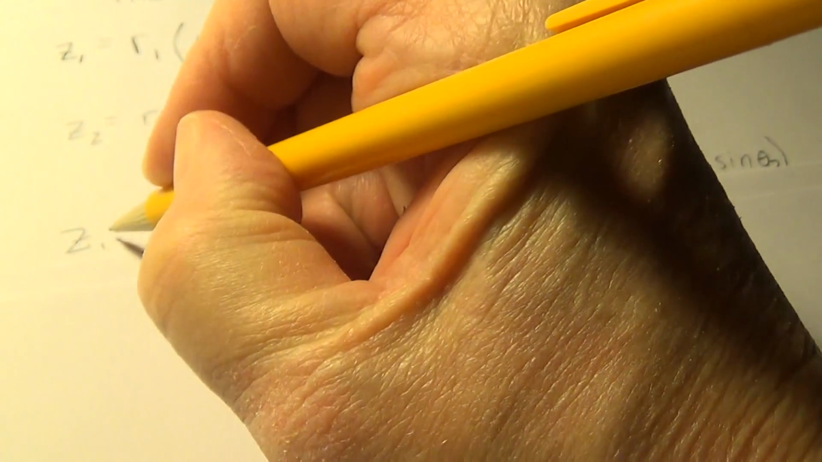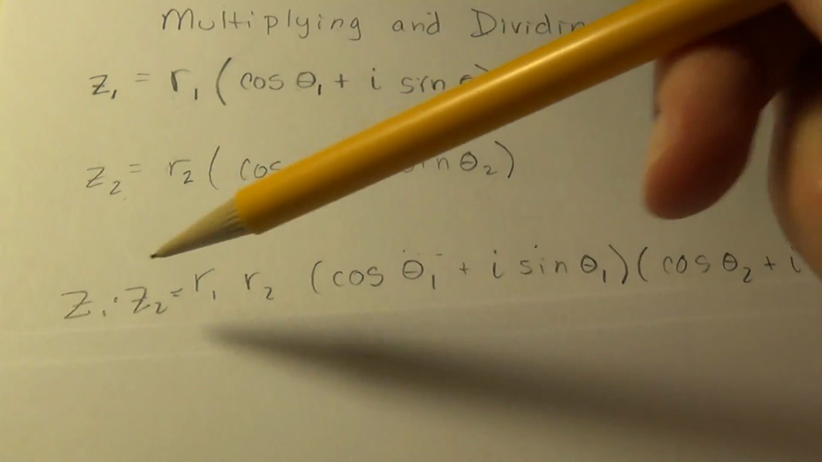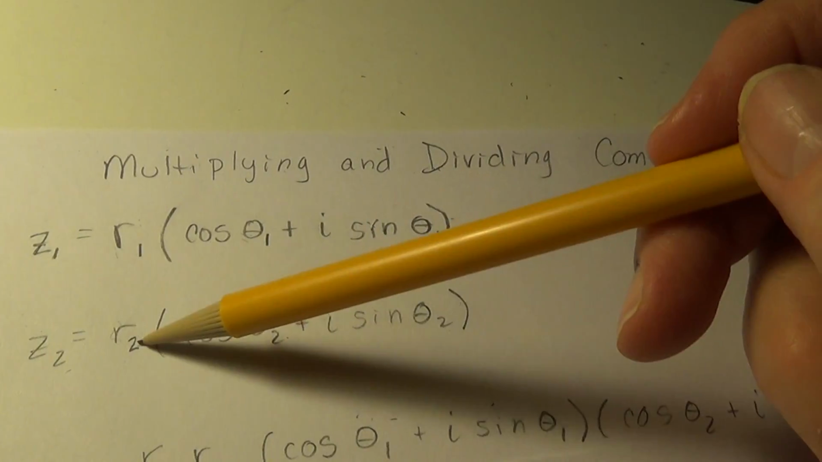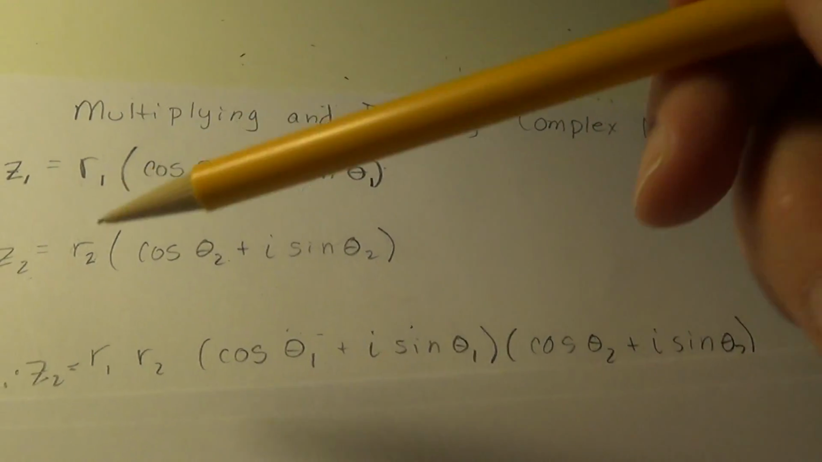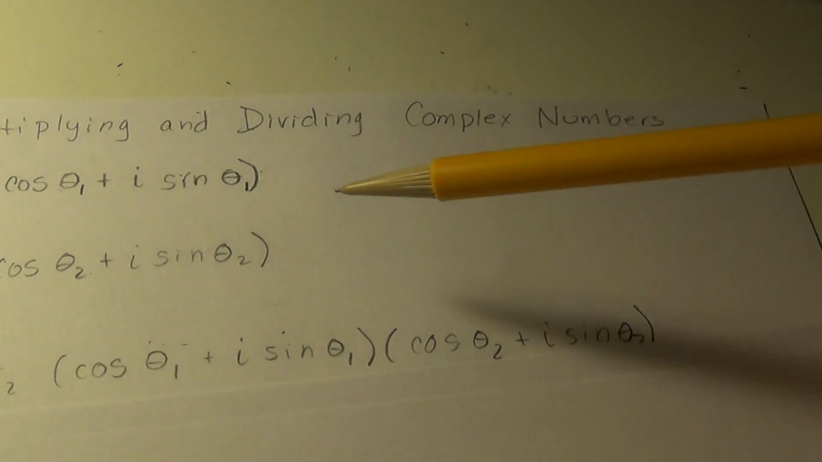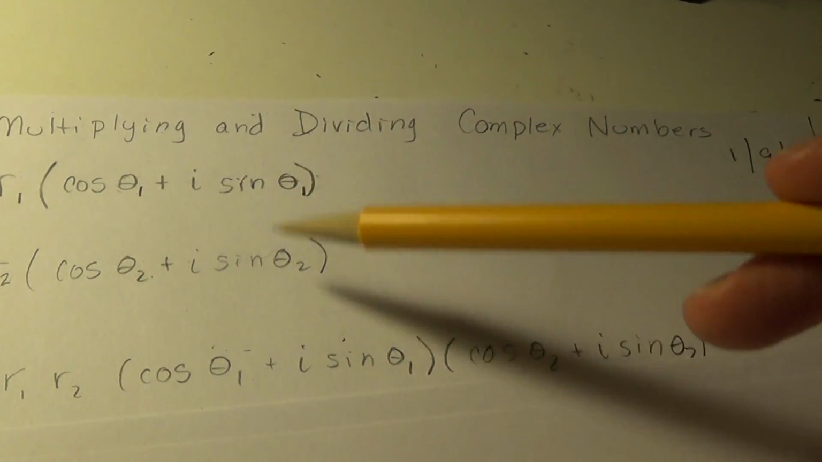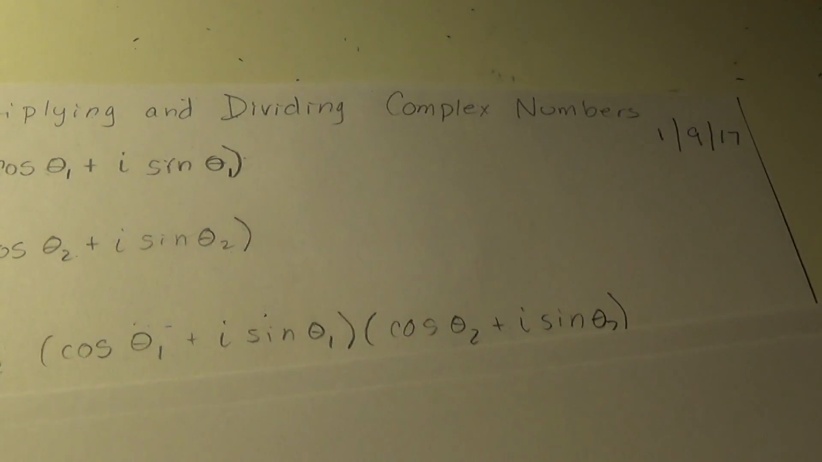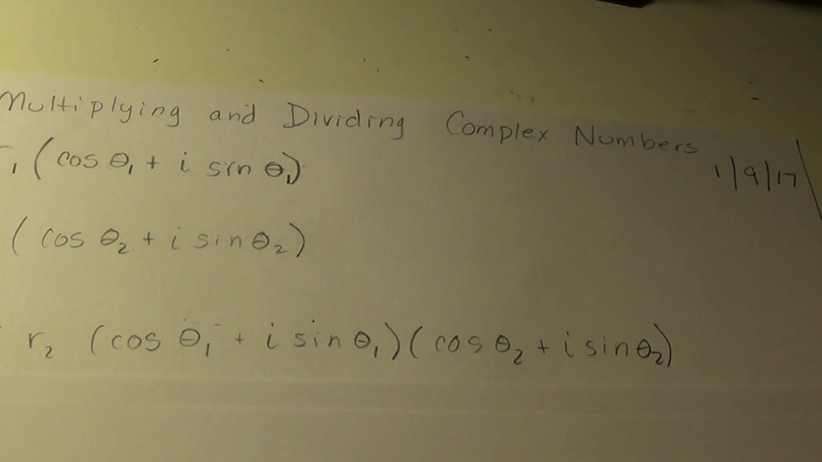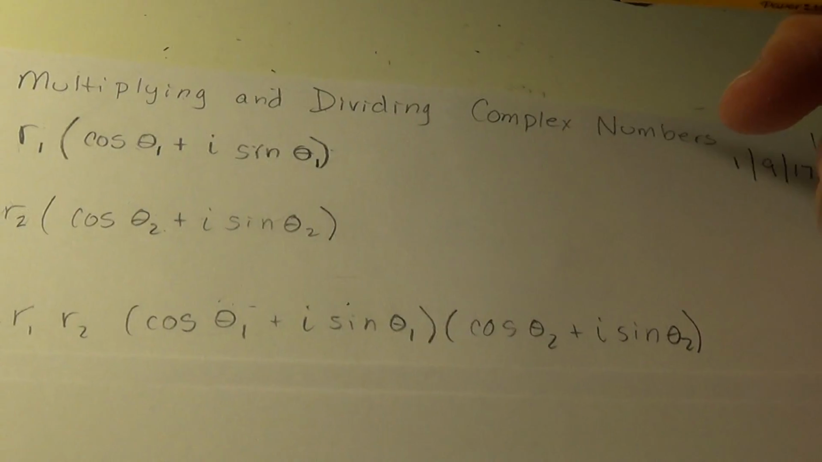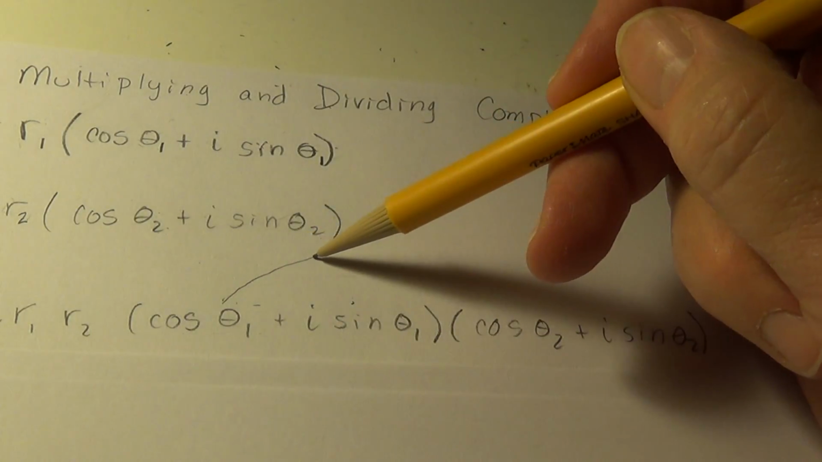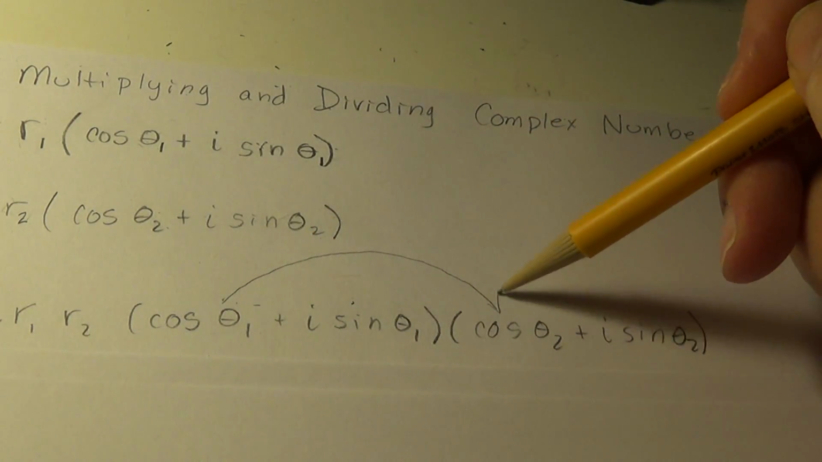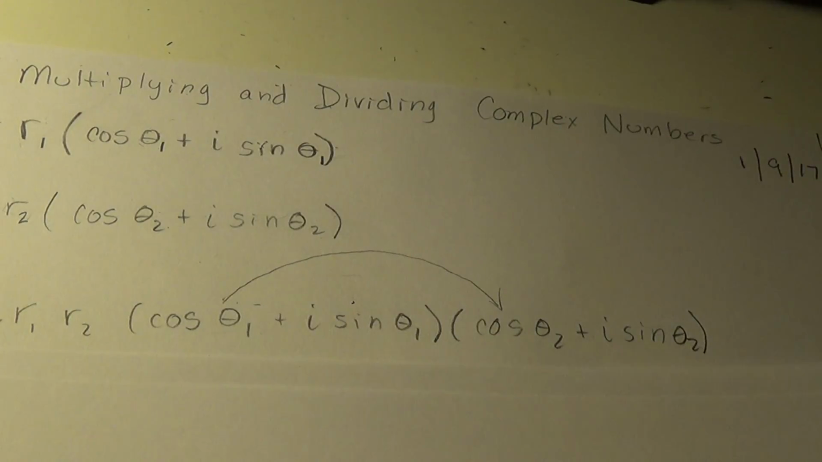Z1 times Z2 means multiplying these together, this times each other, this times this. So we have R1 times R2, and then this part of the complex number times this part. We're going to have to do it the long way, but we'll do it only one time, and then we'll see the shortcut that will make us very happy and get through our work very quickly.